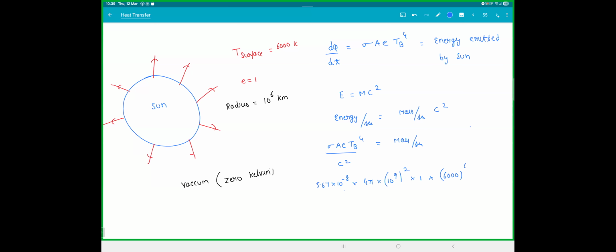You might think like, wow, such a big number. You're forgetting there is a big boss sitting here, 3 into 10 power 8 whole square. That will come and kill everything. But still, this is going to be a huge number. I think this will come in the range of around 10 power 8 kgs per second or something. So yeah, that will give you mass per second.